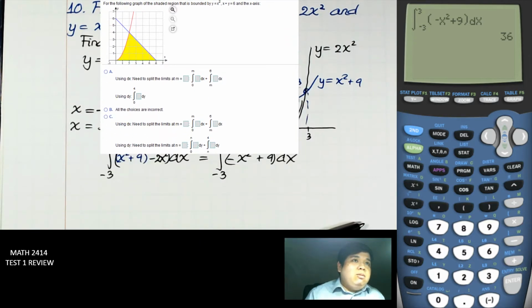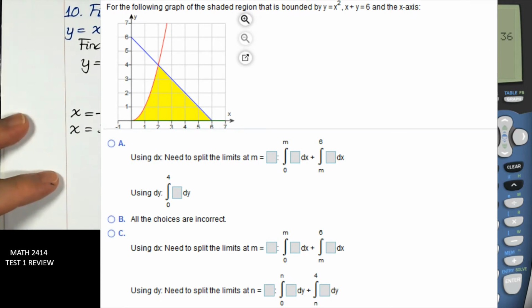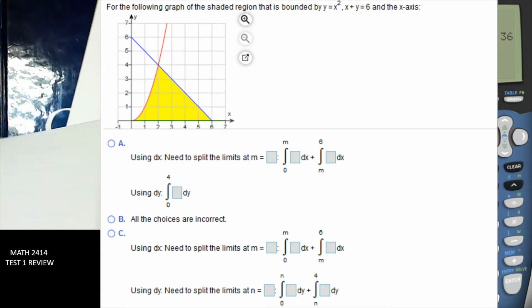So that is the problem. Right, so we have y equal to x squared, x plus y equal to 6. By the way, this problem I created myself. It's not from the book.